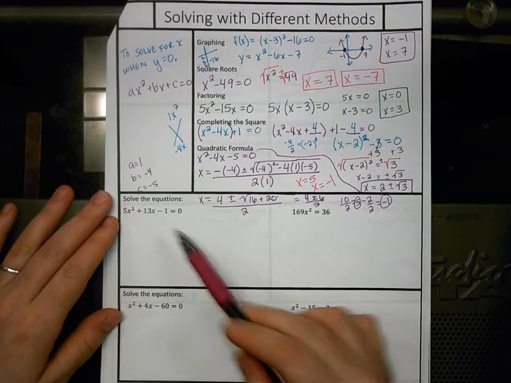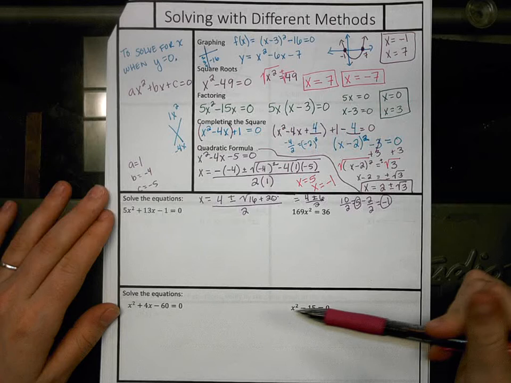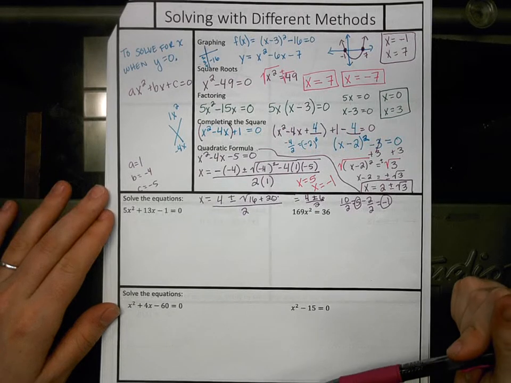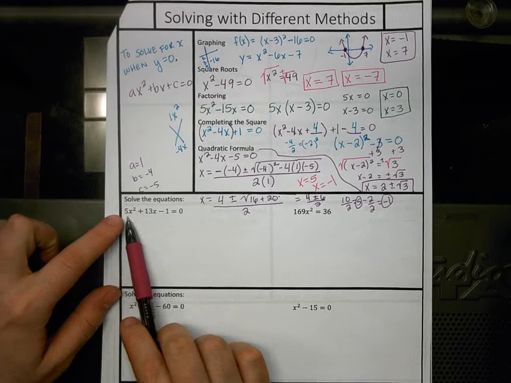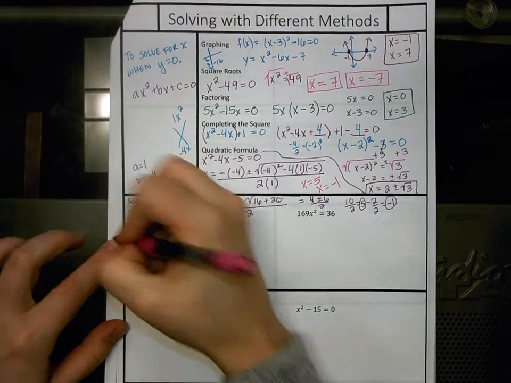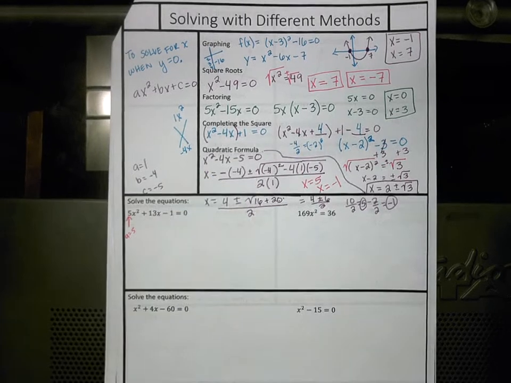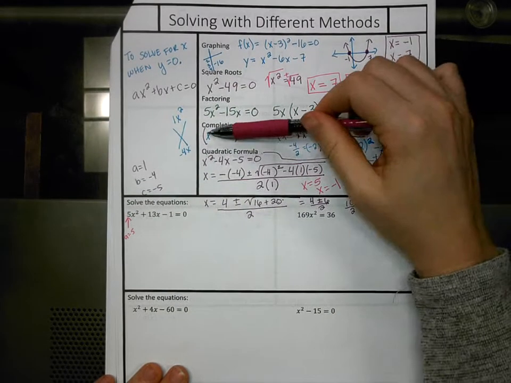I'm going to talk about each of these below and explain why certain methods would be best. So for number 1, this has an a value that is not equal to 1. This a value is 5. Completing the square is very difficult to do when you have an a value that is not 1.